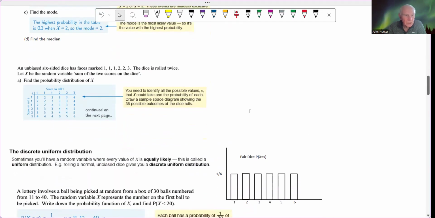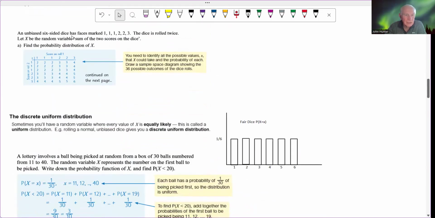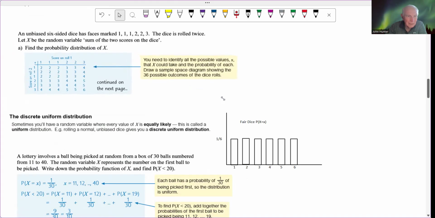Right, okay. So an unbiased six-sided dice has faces marked 1, 1, 1, 2, 2, 3. The dice is rolled twice. X is a random variable, the sum of the two scores on the dice. Find the probability distribution of X. So if we produce this table, for all those scores and all those scores, we can find the sum. So this table represents the sum, and that identifies all the possible values.